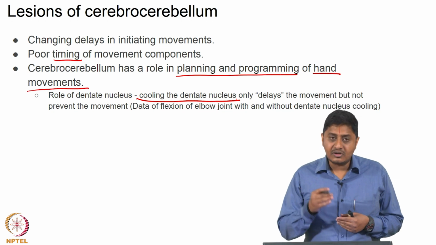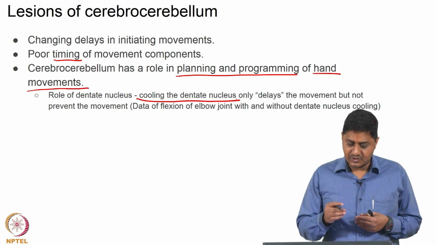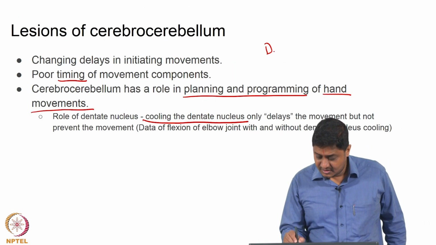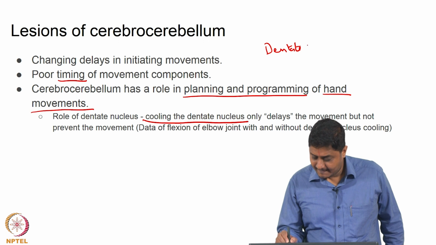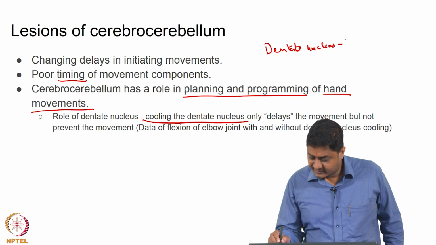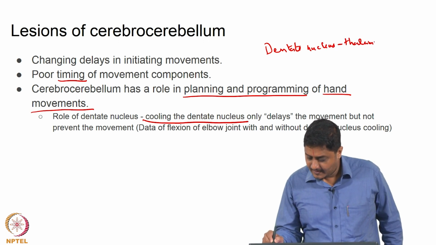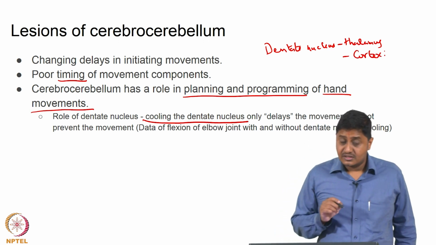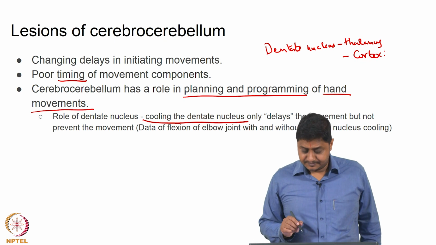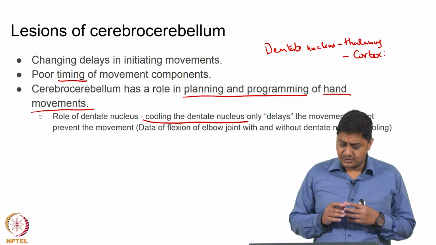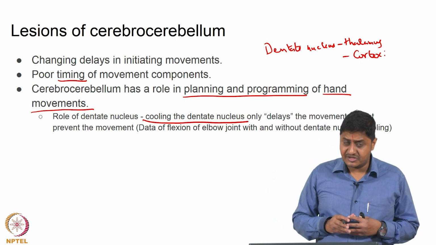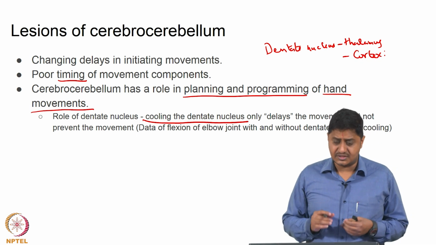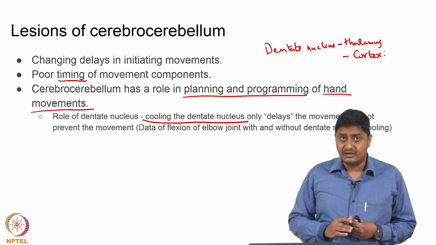So, motor cortex receives inputs from the dentate nucleus. How does it receive? We have discussed this. This pathway is dentate nucleus to thalamus to cortex, that is the pathway, is it not? So, through this pathway, the cortex receives information from the dentate nucleus and then appropriately controls or times the movements.